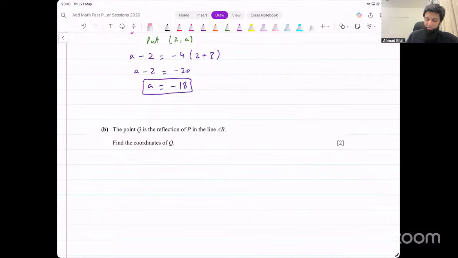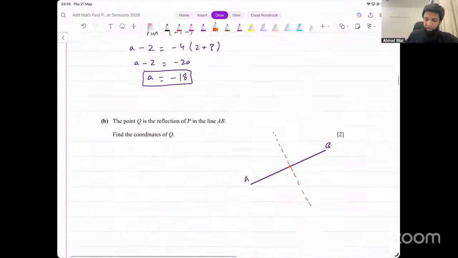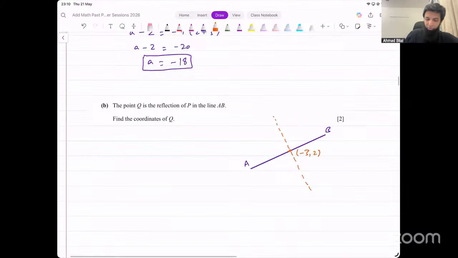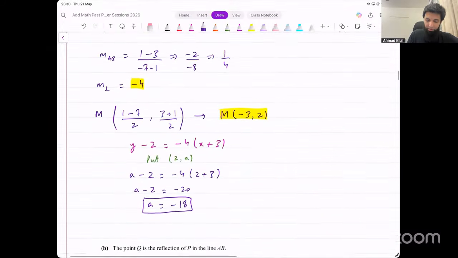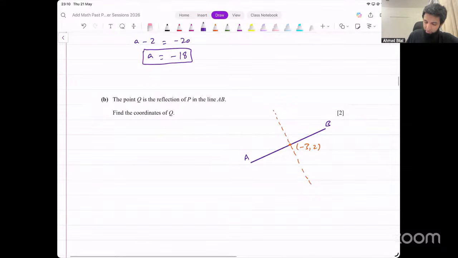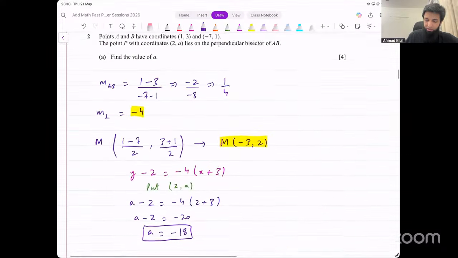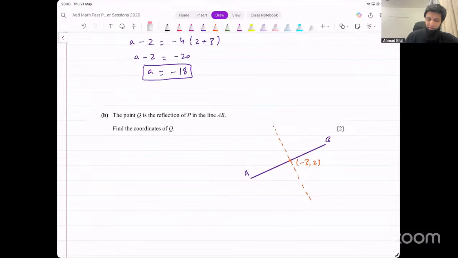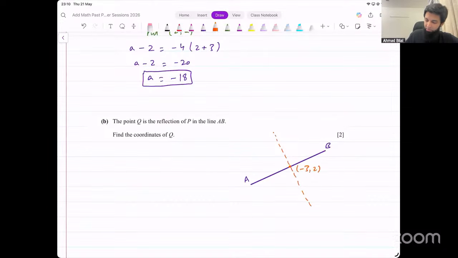Let's try to visualize and see how this would look. So we have this point A, we have this point B. We already have the perpendicular bisector of AB as well. This is what it might look like. We know the midpoint's coordinates. Midpoint is -3 and 2. Point A has coordinates 1 and 3. B has coordinates, although they don't matter. Let's just not write them. We have the midpoint, that is -3, 2.